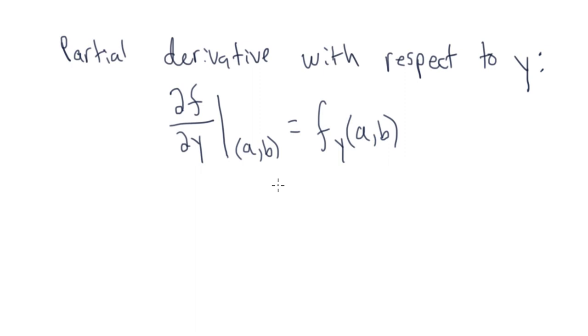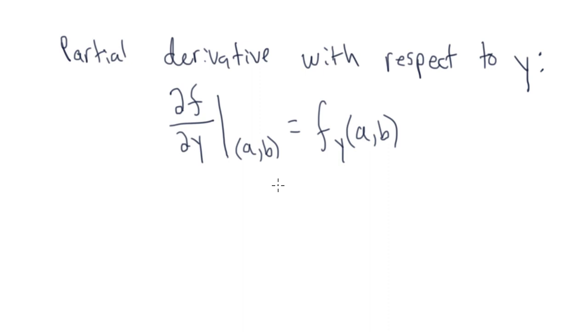Okay, and of course in general we can do this for more variables. We can take the partial derivative with respect to z, we can take the partial derivative with respect to t, or whatever independent variables our function depends on, we can take the partial derivative with respect to those variables.